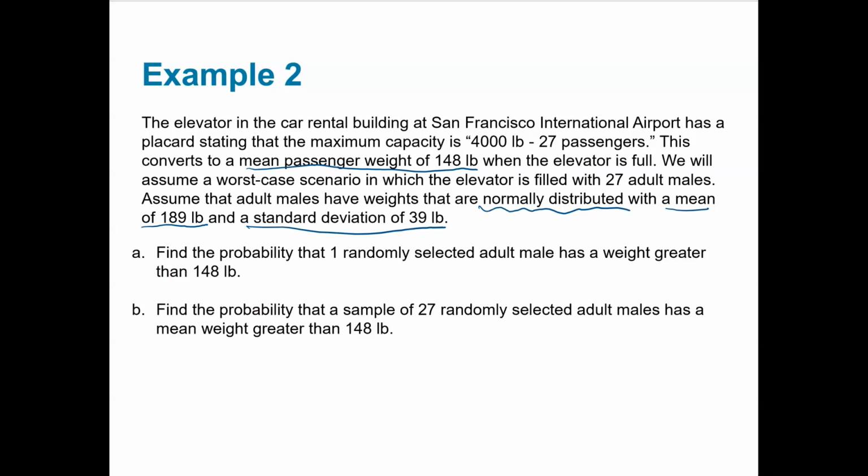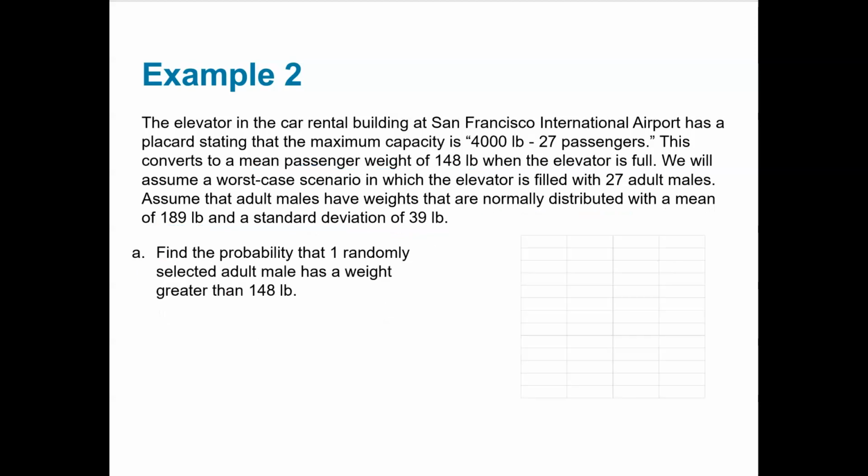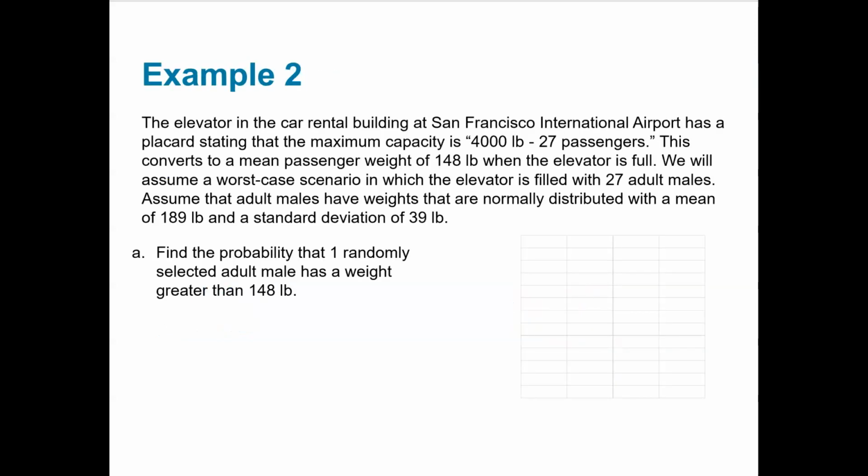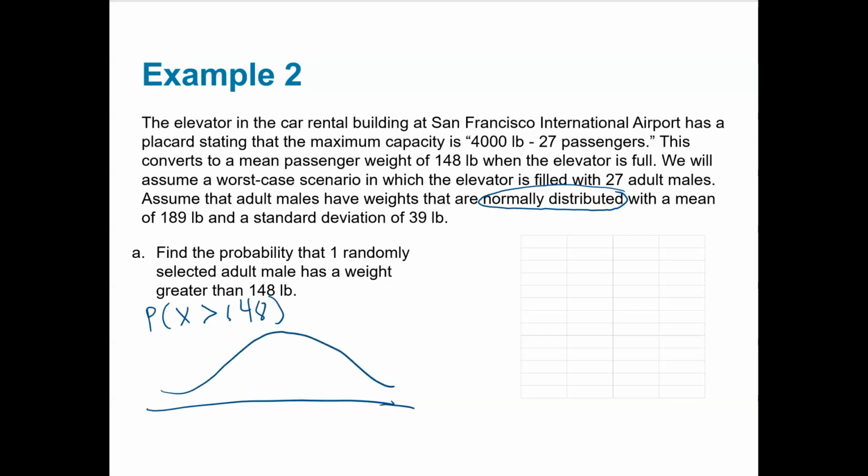So we're doing two different things here. Let's look at A. If we're just finding the probability for one randomly selected adult male, let's make sure: is this normally distributed, or is our n greater than 30? It says here that it's normally distributed, so we can go ahead and just use Excel like we have been. We're trying to find the probability that this is greater than 148. So let's draw. They give us our adult mean of 189, and 148 is over here, and we want greater than. Remember that Excel is going to give us the value to the left, but let's go ahead and type that in.